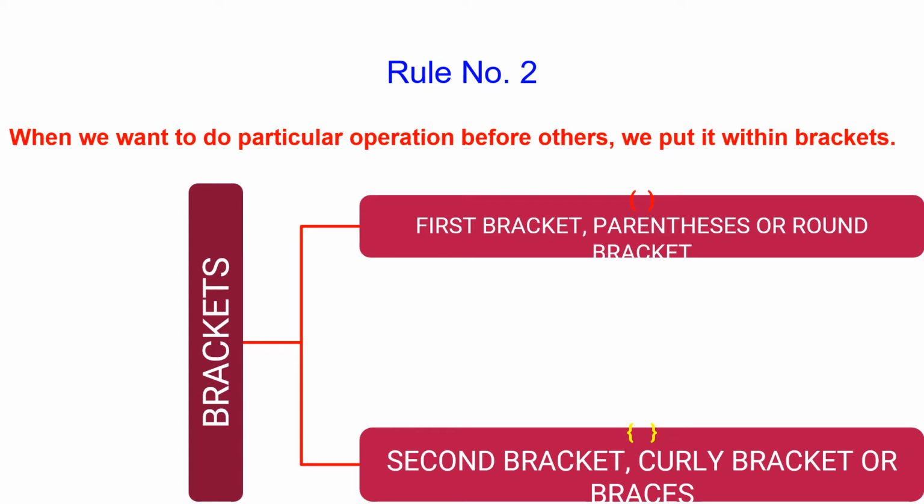When we want to do a particular operation before others, we put it within brackets. Children, we will use two types of brackets. First bracket, parenthesis or round bracket. Second bracket is curly bracket or braces. While we are doing the simplification, first of all, we will open the round bracket and then the curly bracket.